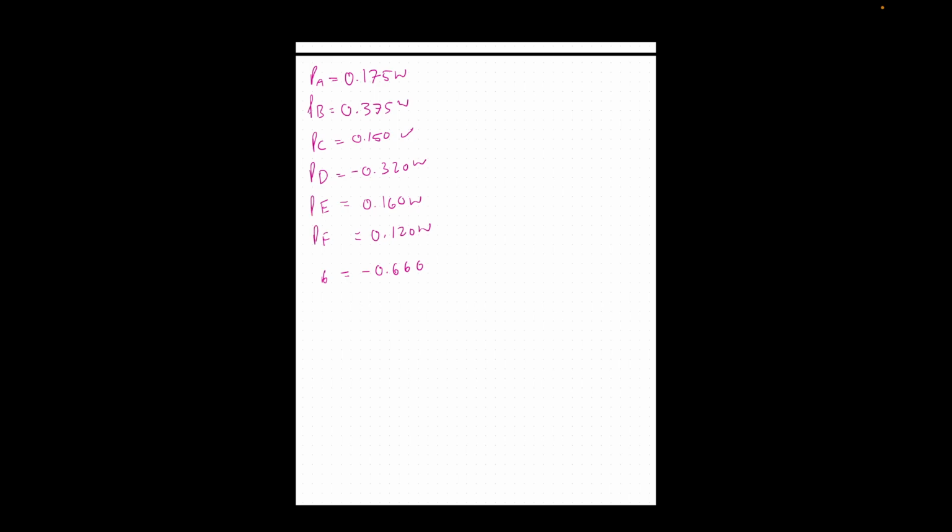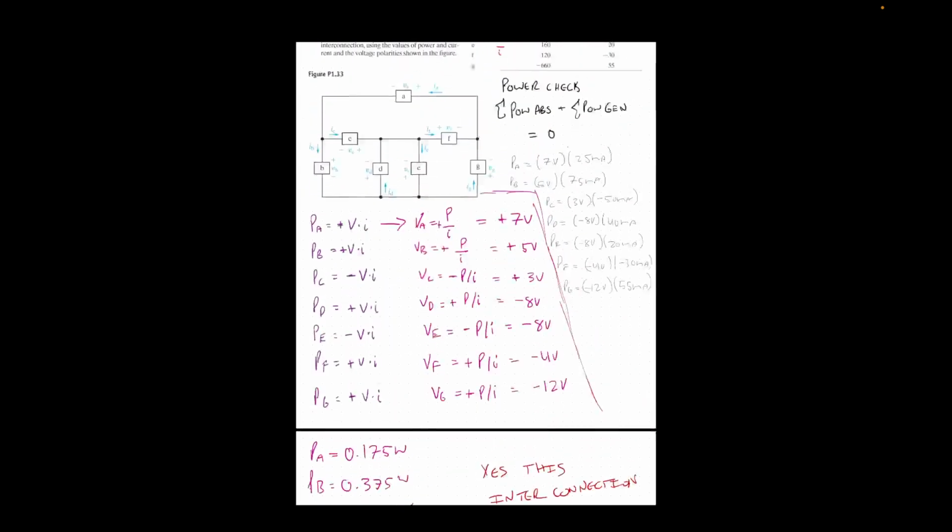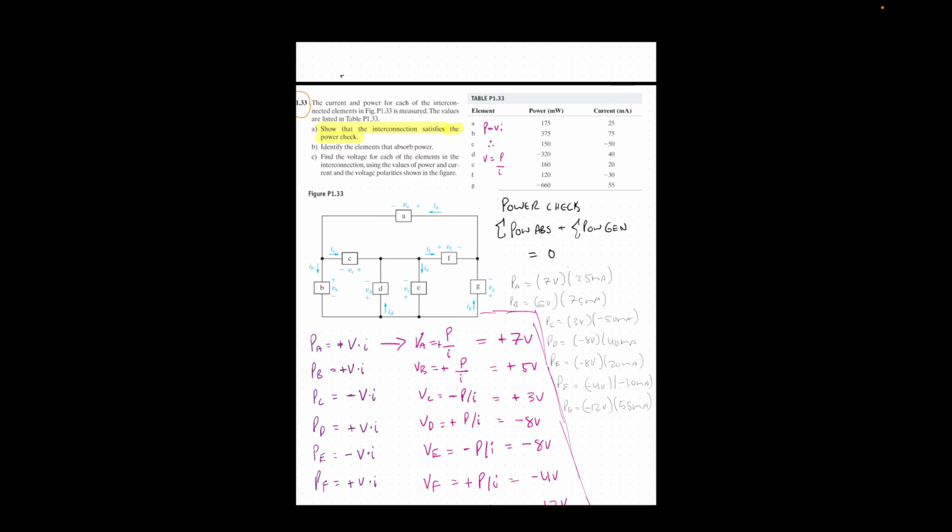And we should write power. Alright, so summing all of these values should give us 0. So we have enough information to say that yes, this interconnection is valid. Alright, and let's just make sure we satisfied all the questions. So, show that the interconnection satisfies the power check. Just did that. Identify all the elements that absorb power.